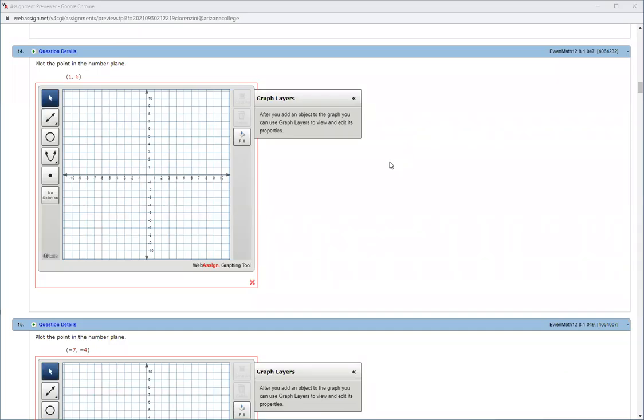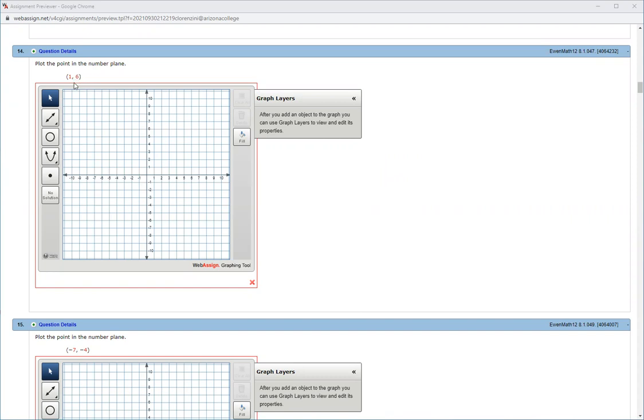All right. So in your Cengage homework, there is this little graphing feature right here. I just wanted to go over how we use it because it can be a little confusing. So the first one says plot the point in the number plane. The point is 1, 6.